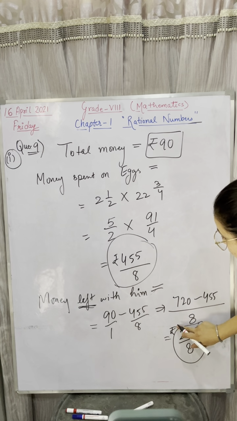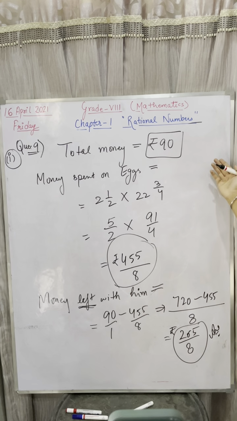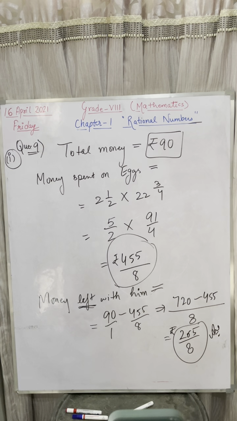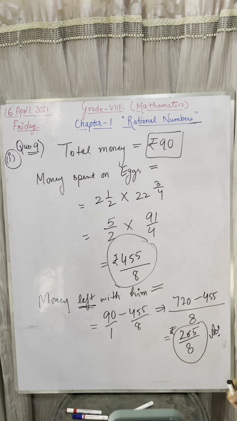Always write down the units also, rupees, wherever it is required. If kg or dozen is given, write down the proper units in the question. Any doubt? Right now this question is in front of me. If you are having any doubt, I'll repeat the steps again. Okay, all right, very good.